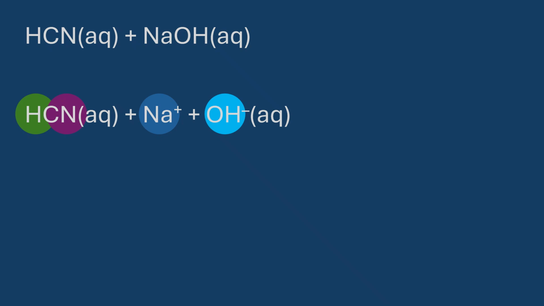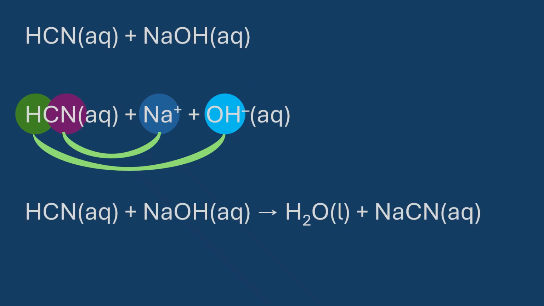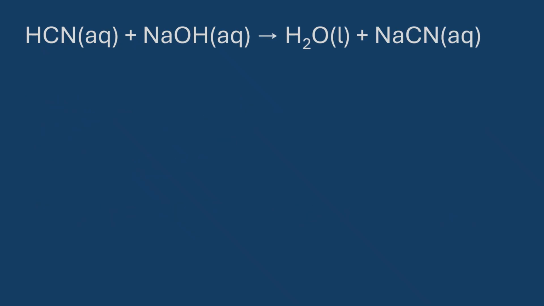I still think about forming the products the same way though. The protons and the hydroxides will still form liquid water and the other ions will still form an aqueous salt. So the formula unit equation is handled very much the same way. The real difference in a weak acid-strong base reaction versus a strong acid-strong base reaction comes in the net ionic equation.